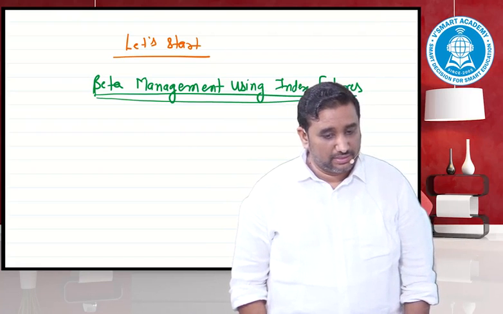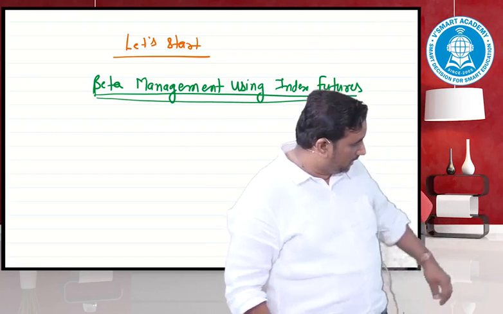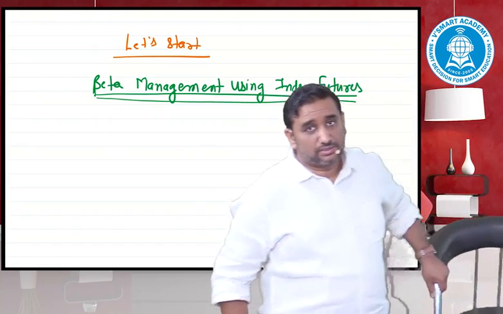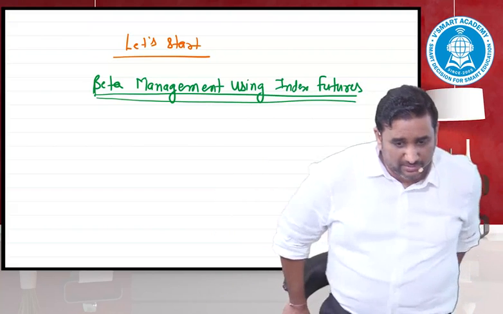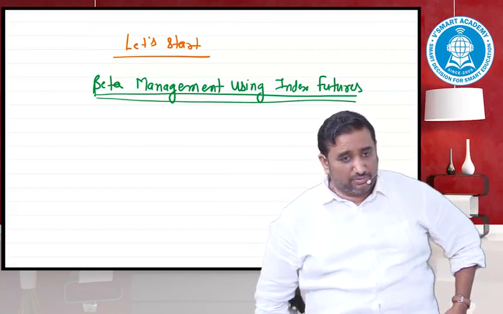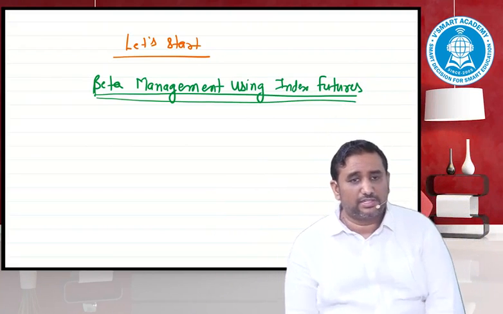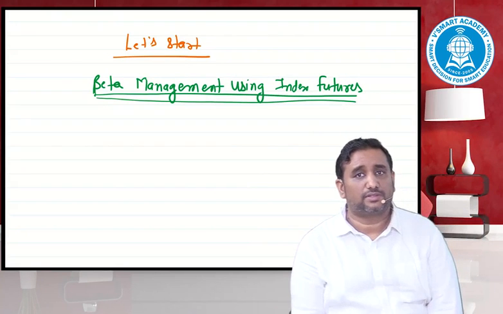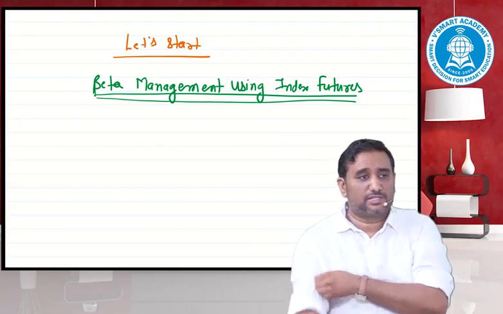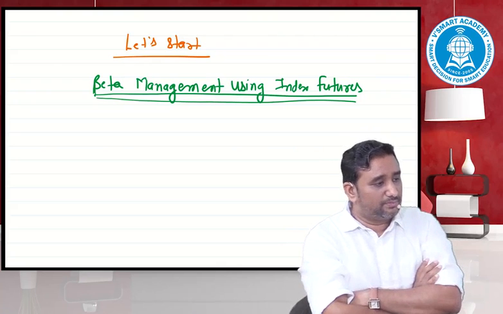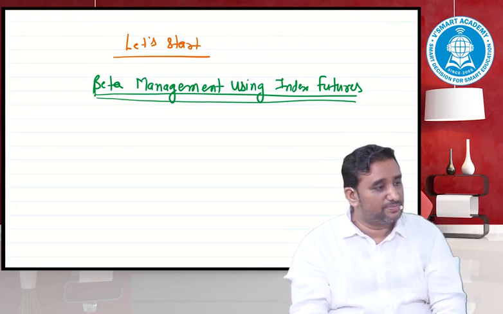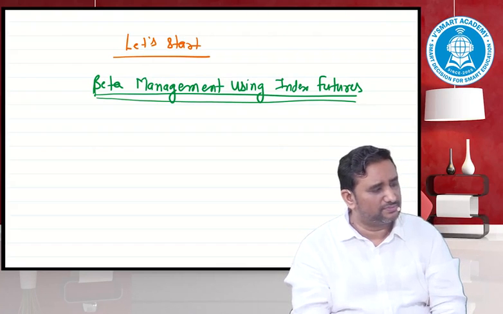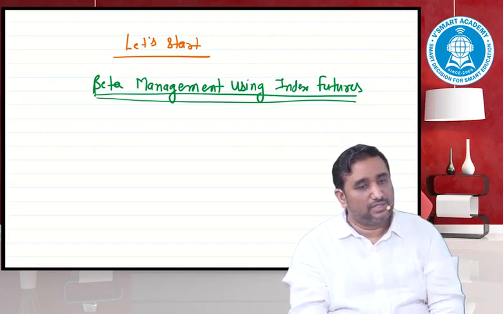Next line: in case the PM, the portfolio manager, expects the market to go down, then he would like to reduce his beta.